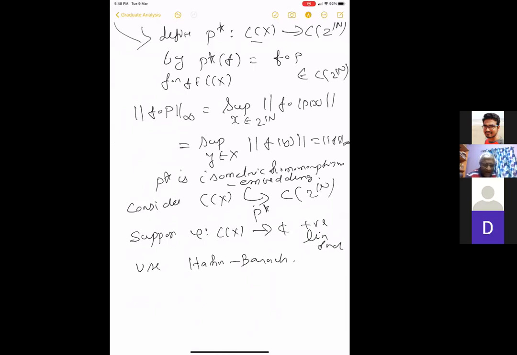The Hahn-Banach theorem says if you have a bounded linear function on a subspace, then you can extend it to a bounded linear function on the whole space with the same norm. C of X is a Banach space sitting as a subspace in C of 2n, the Cantor space, C of the Cantor set. Then we get a phi tilde to C with the norm of phi tilde the same as the norm of phi.